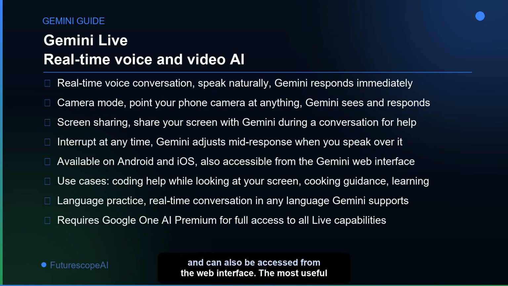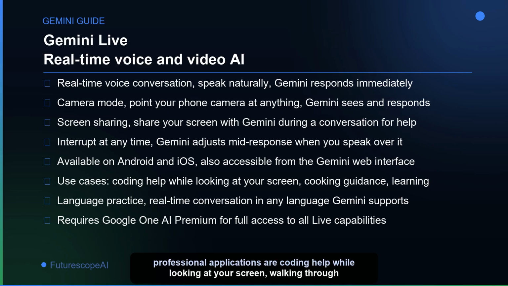The most useful professional applications are coding help while looking at your screen, walking through a problem in real time, learning a new topic through conversation, and language practice in any language Gemini supports. Full Gemini Live capabilities require Google One AI Premium.